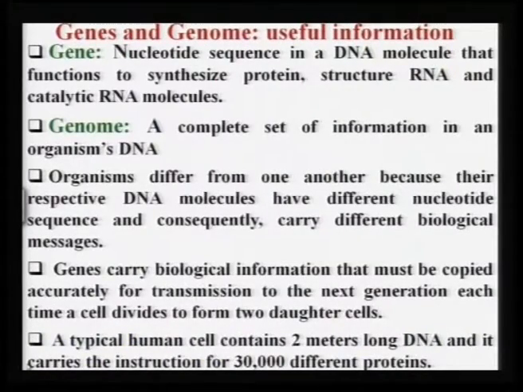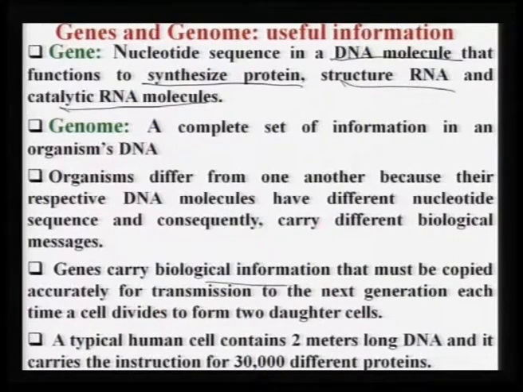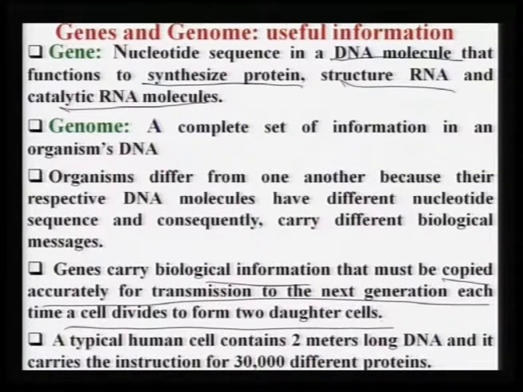In the beginning, what we have mentioned is, what is the role of the DNA molecule? It produces or synthesizes proteins, structural RNA and catalytic RNA molecules. And the other thing is that genes carry biological information that must be copied accurately for transmission to the next generation each time a cell divides into 2 daughter cells. What it means is that from one cell, if it goes to 2 daughter cells, each daughter cell must have a copy of its parent gene very accurately or precisely.